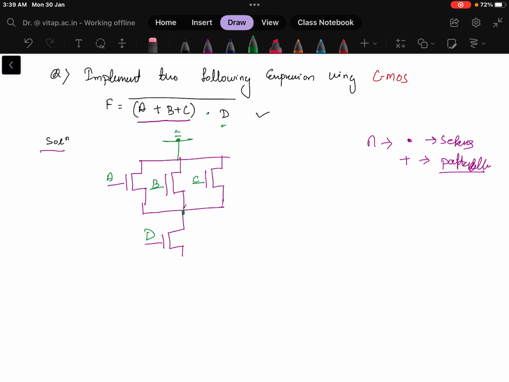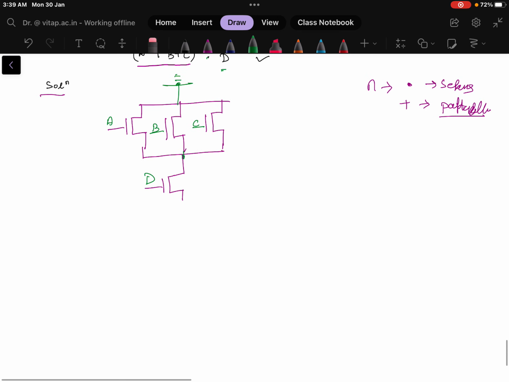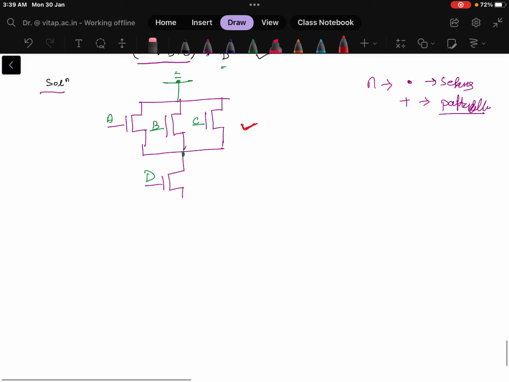Next is what we have to implement using PMOS. In PMOS, as I said, it will be exactly the opposite of what we have done in the case of NMOS. A, B and C were in parallel, and for PMOS this is my A, then this will be your B, and again your C. A, B, C will be in series.